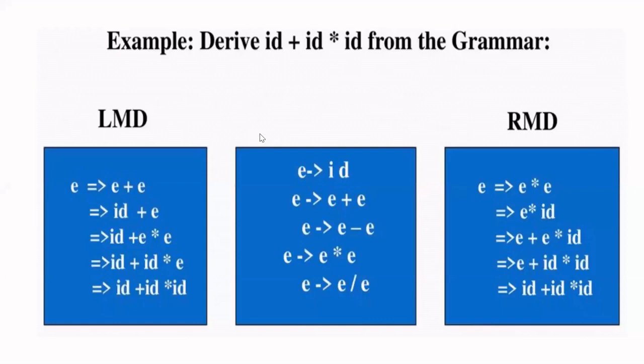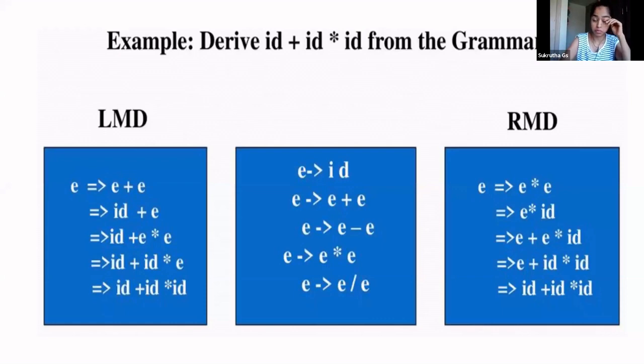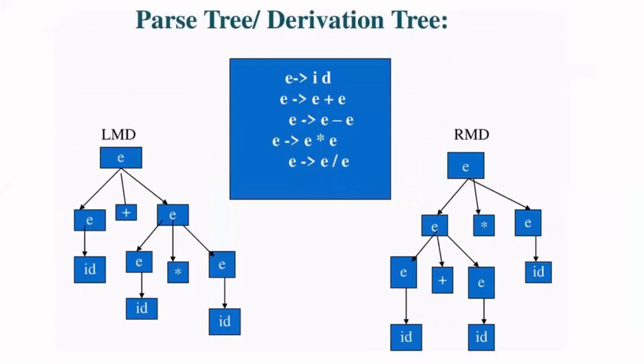This is the derivation. When the same derivation is represented in the form of a tree, then it becomes the parse tree. The same input string, the same grammar, represented in the form of a tree. So this is the leftmost derivation, where the first non-terminal is replaced with the terminal symbol, and then only it moves to the right-hand side. And this is the RMD.